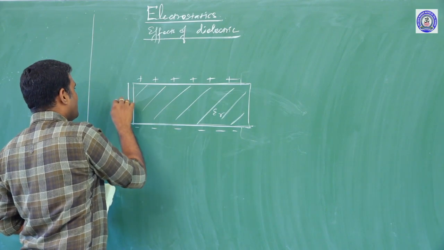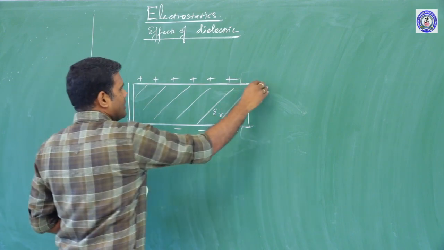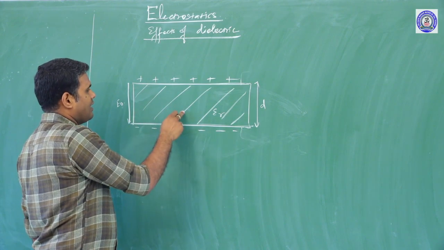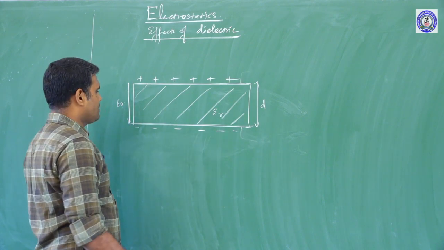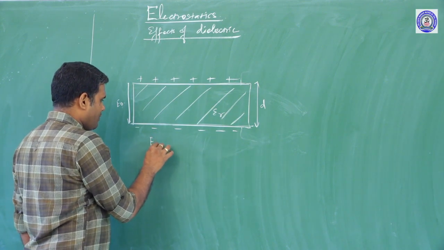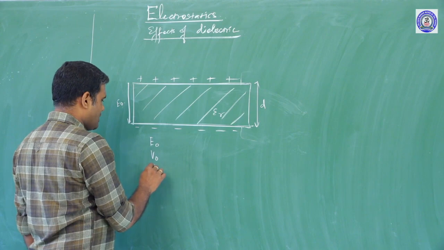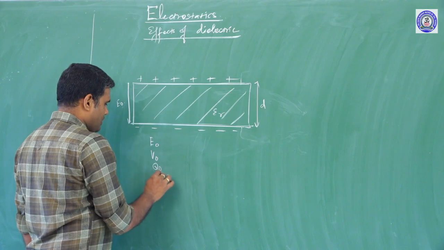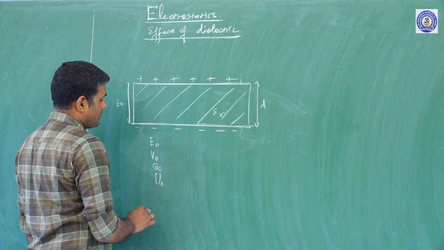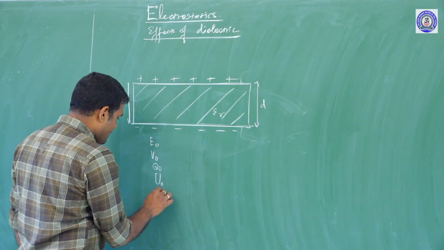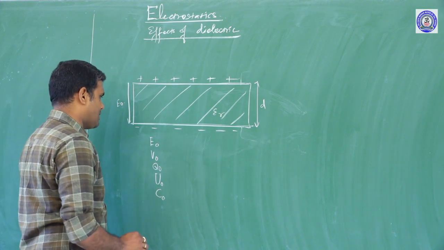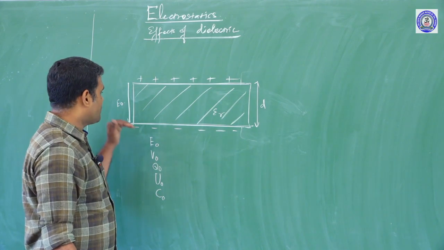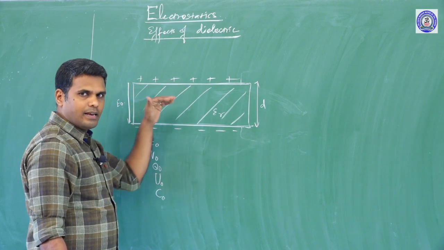Initially, the electric field in the region between the plates is E naught. The separation between the plates is d. Before the introduction of the dielectric, the electric field is E naught, the potential is V naught, the charge is Q naught, the potential energy stored is U naught, and the capacitance of the capacitor is C naught. These are the values of the different physical quantities before the introduction of the dielectric.